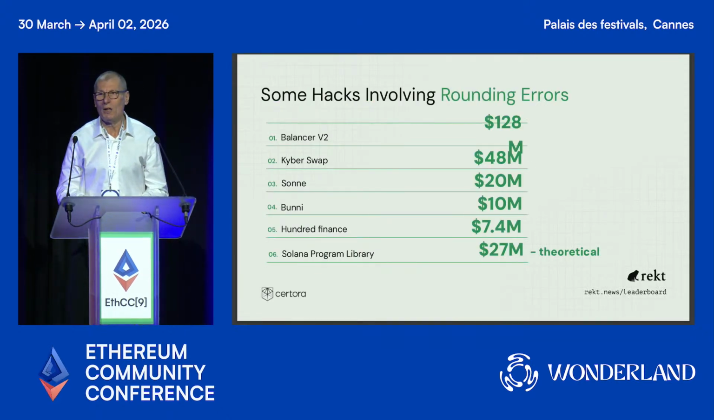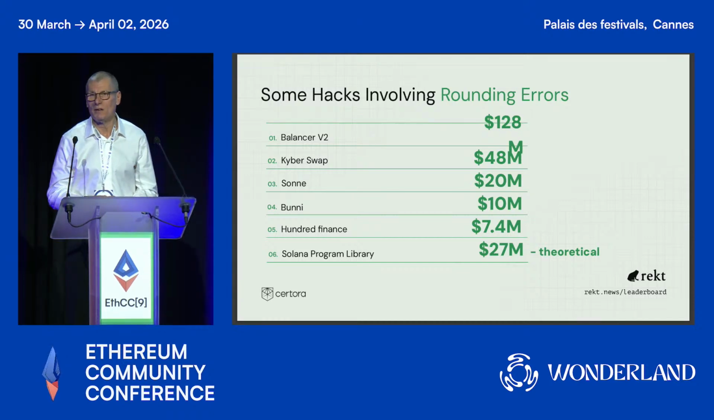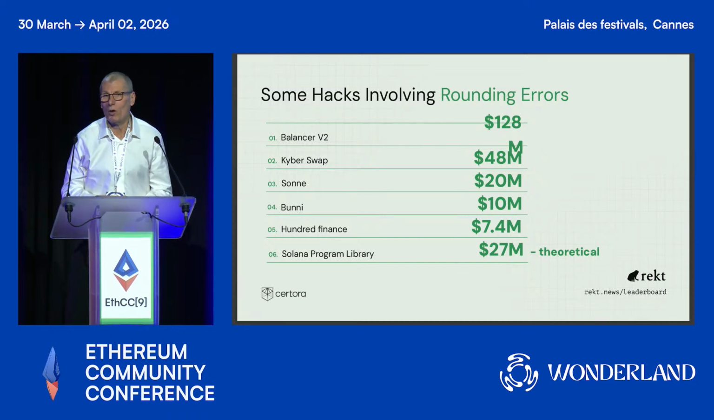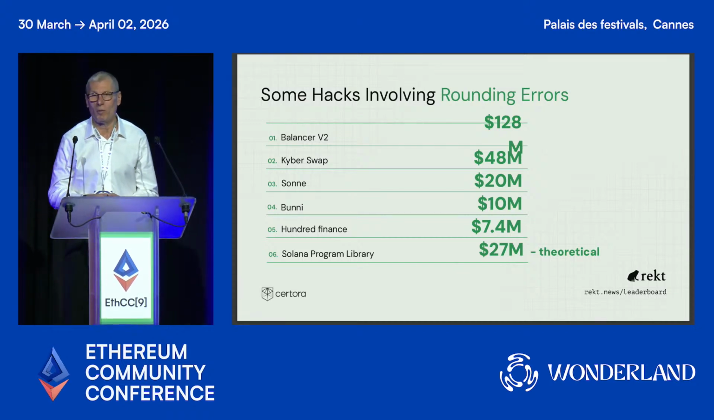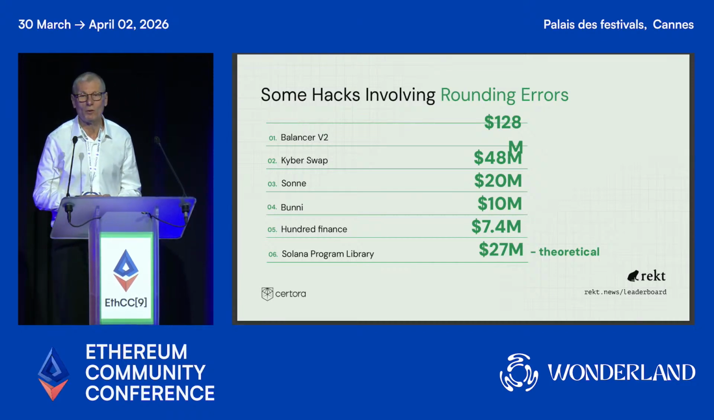I'm sure you've heard there have been quite a few hacks related to rounding errors, and you can take a look at Rekt. Again, these are not blockchain specific. I took the ones here from Rekt, and you see several of them, including the big one by Balancer, Kyberswap, and others. These are all rounding errors, and their effects are actually exploited by hackers. The purpose of this talk is to try to prevent that. Of course, you could use methods like fuzzing or formal verification, but this is supposed to be an easier to use technique that we want to deploy.